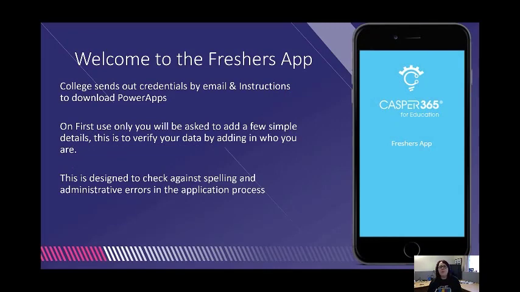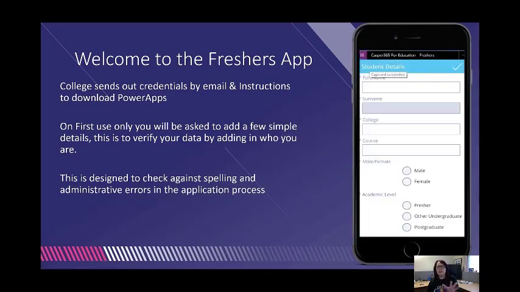So the Freshers app, the Casper 365 branding is my guys, so don't worry about that. The Fresher app needs to gather the details, but we're not using it to gather the student name, surname, college and course. What we're doing here, the first time into the app only, is just making sure that we've got the correct person coming into the app. As I said, some issues: one of the prerequisites for this app to work is that the students need to be in your Active Directory as a university or college.